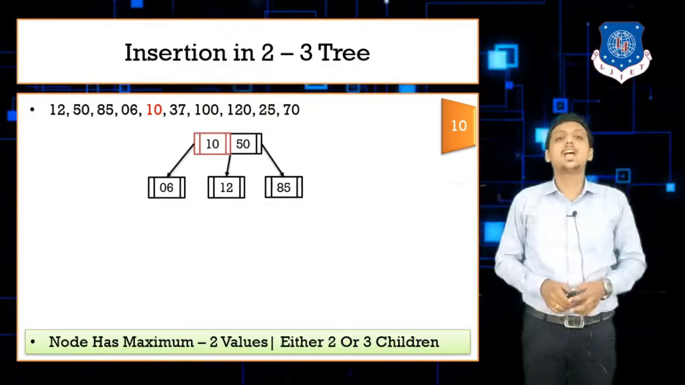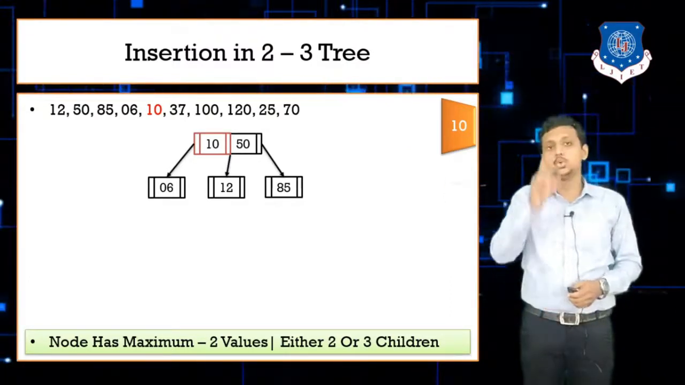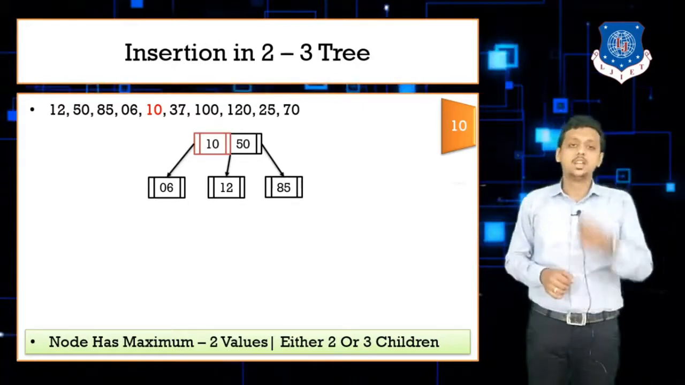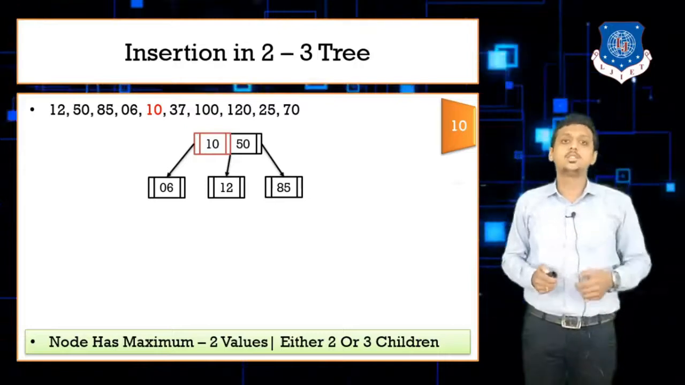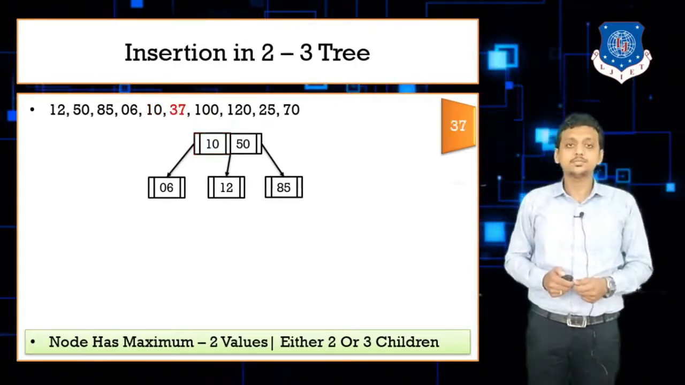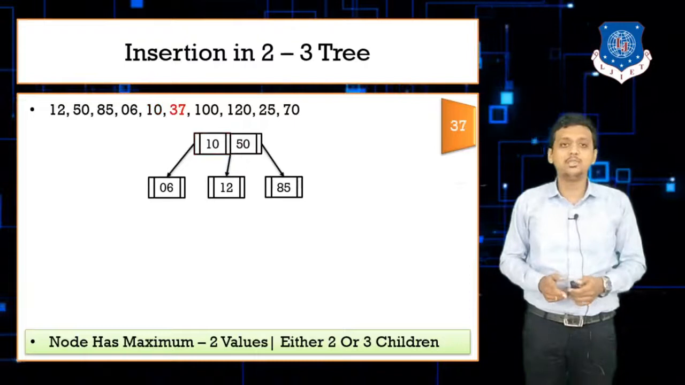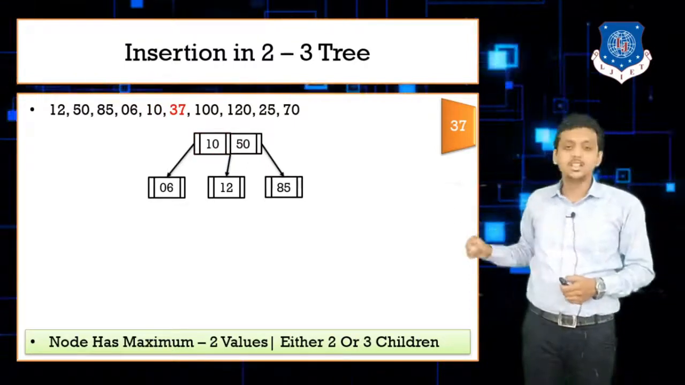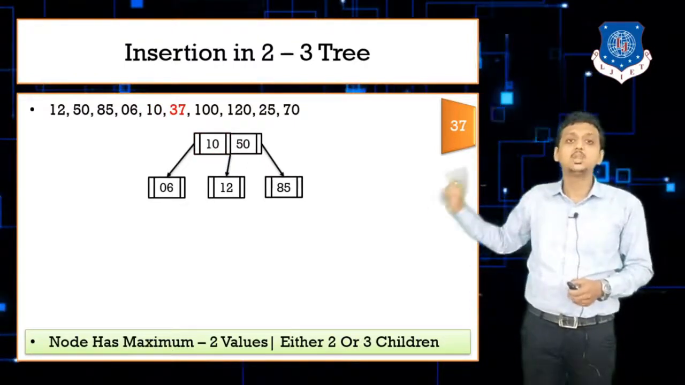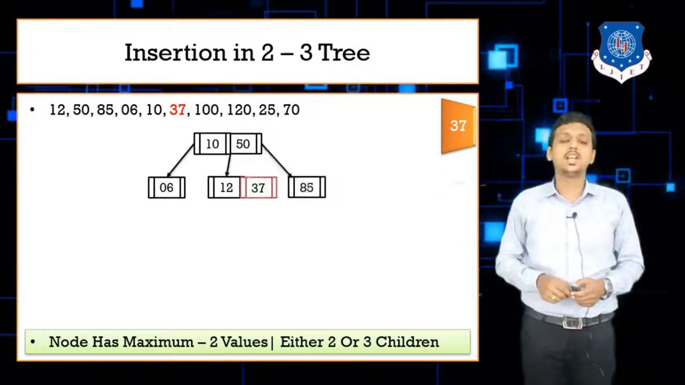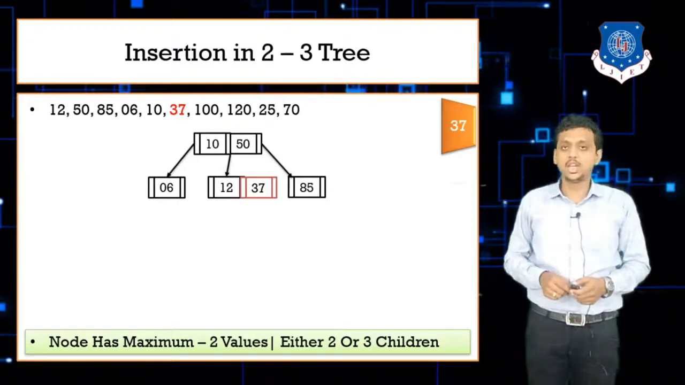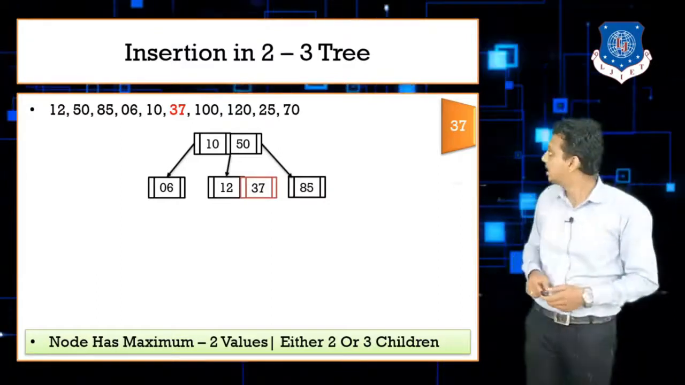So this is my answer after inserting value 10. Now let's start with the 37. 37 is less than 50, so it can be easily inserted on the right with the 12 node. So it goes like this, 12 and 37. Okay. Now next I have 100.